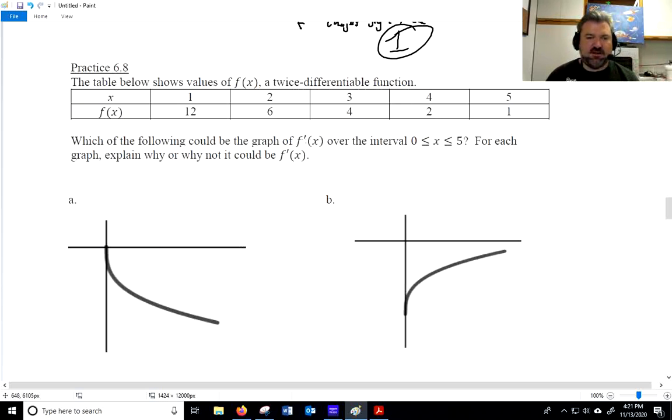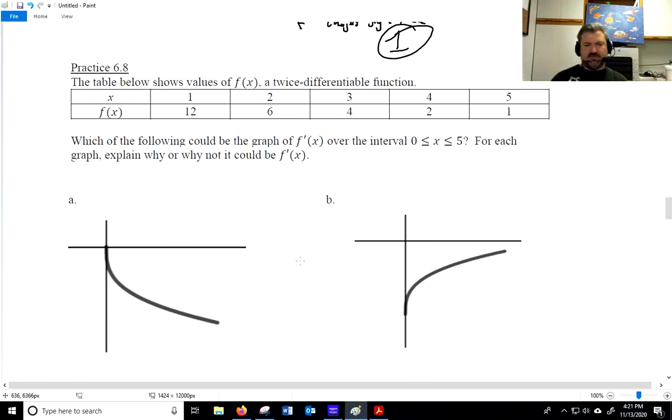All right, practice 6.8. The table below shows the values of f of x, a twice differentiable function. Which of the following could be the graph of f prime over the interval from 0 to 5? For each graph, explain why or why not it could be f prime. Well, give it a try. Here's A, B, and then here's C and D down here.